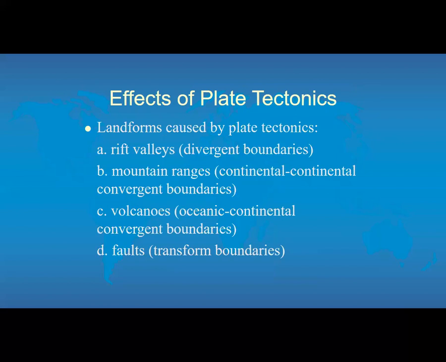So obviously these collisions are going to create different landforms. Landforms that can be things like rift valleys. That's what happens when there's two continental crusts being pulled apart. It's just kind of a very flat valley. There's mountain ranges, continental collisions, volcanoes. Again, that's going to be another convergent one. And false, that's on the transform boundaries.